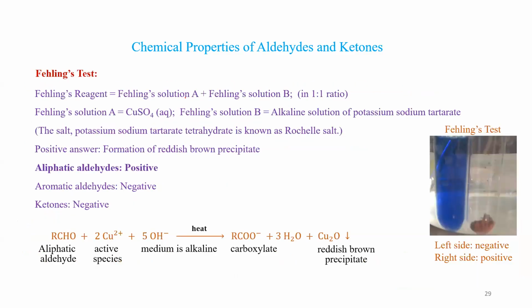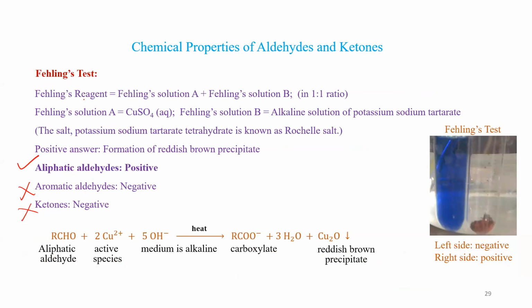Next, we have Fehling's solution, Fehling's test. Fehling's test is answered by aliphatic aldehydes. Aromatic aldehydes do not answer this. Ketones do not answer this. So Fehling's test can be used to distinguish between aliphatic aldehyde and aromatic aldehyde. And ketones also do not answer this test.